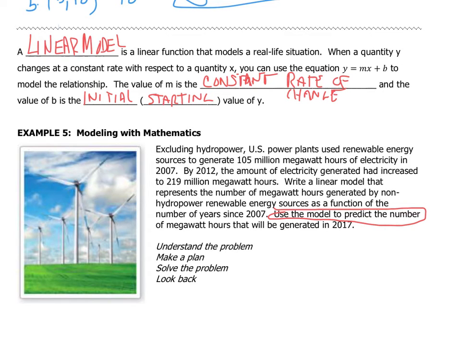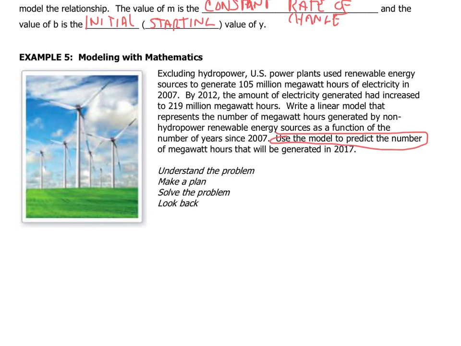So a couple of things we first want to look at here: some points, and what I mean by that is some ordered pairs that are coming out of this. If I look at the year 2007, we had 105 million megawatt hours. By the year 2012, we are now up to 219. Now we're not going to use the years 2007 and 2012. We're going to call the year 2007 our starting point.